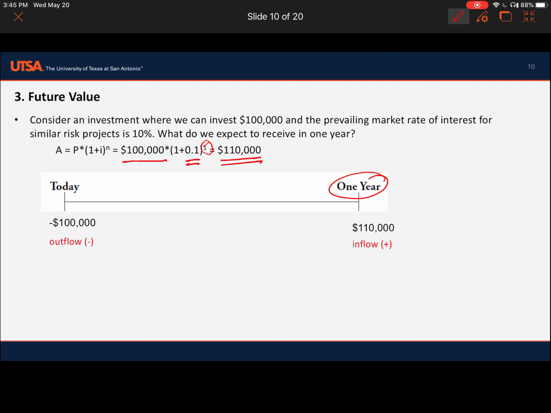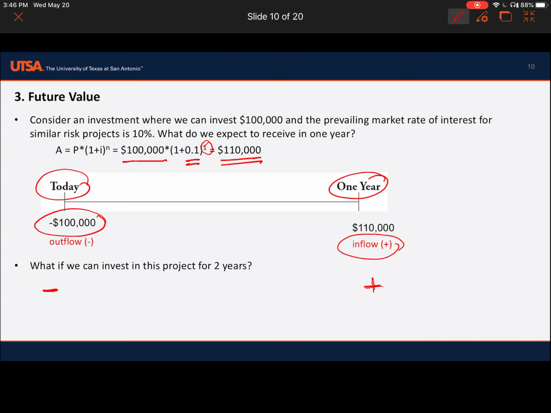And you will get $110,000 in 1 year. So what is the outflow? Here you're investing money today, which is an outflow, with a negative sign, and you will get $110,000 in 1 year. This is an inflow, which has a plus sign. So what if we can invest in this project for 2 years?